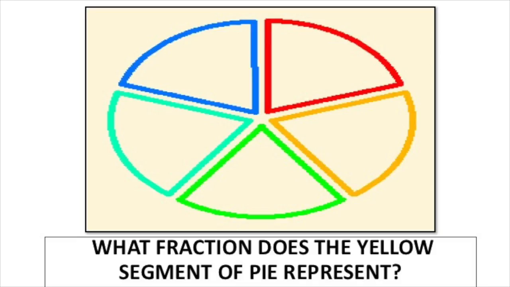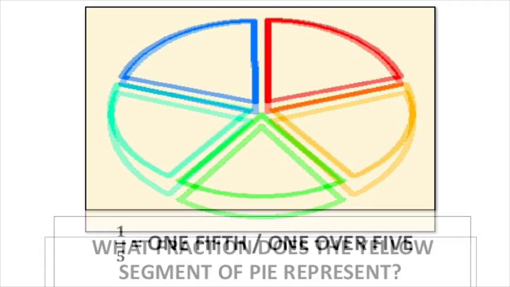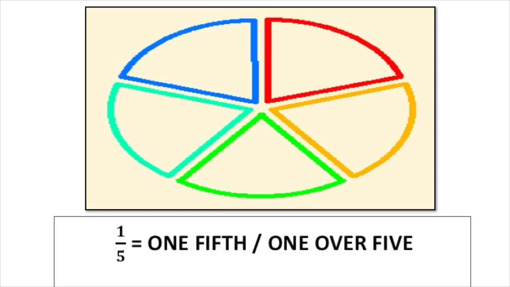Now, look carefully. What fraction does the yellow segment of the pie represent? First thing to do, count the total number of segments. 1/5. Yes. Total number of segments, 5. Then count the number of segments in yellow. 1. So what's our answer? 1/5. You see, the denominator, 1, 2, 3, 4, 5. And then we want to know how many are in yellow. 1. So 1/5.